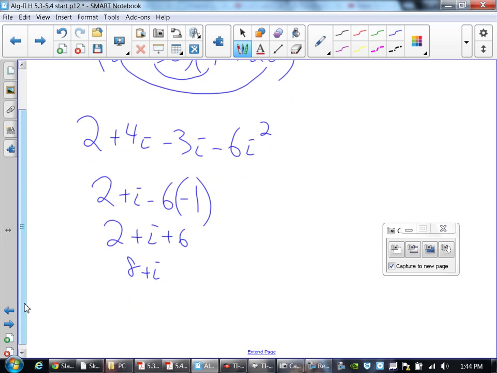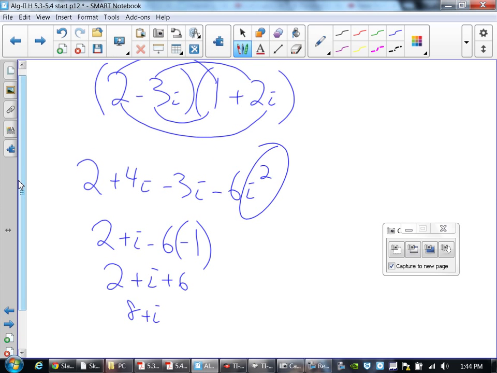The weird part always happens when you have this i squared. Yeah. i squared can always be simplified to become negative 1. That is as weird as multiplying by i's gets. It really is. Yeah. Okay. Yes, sir.